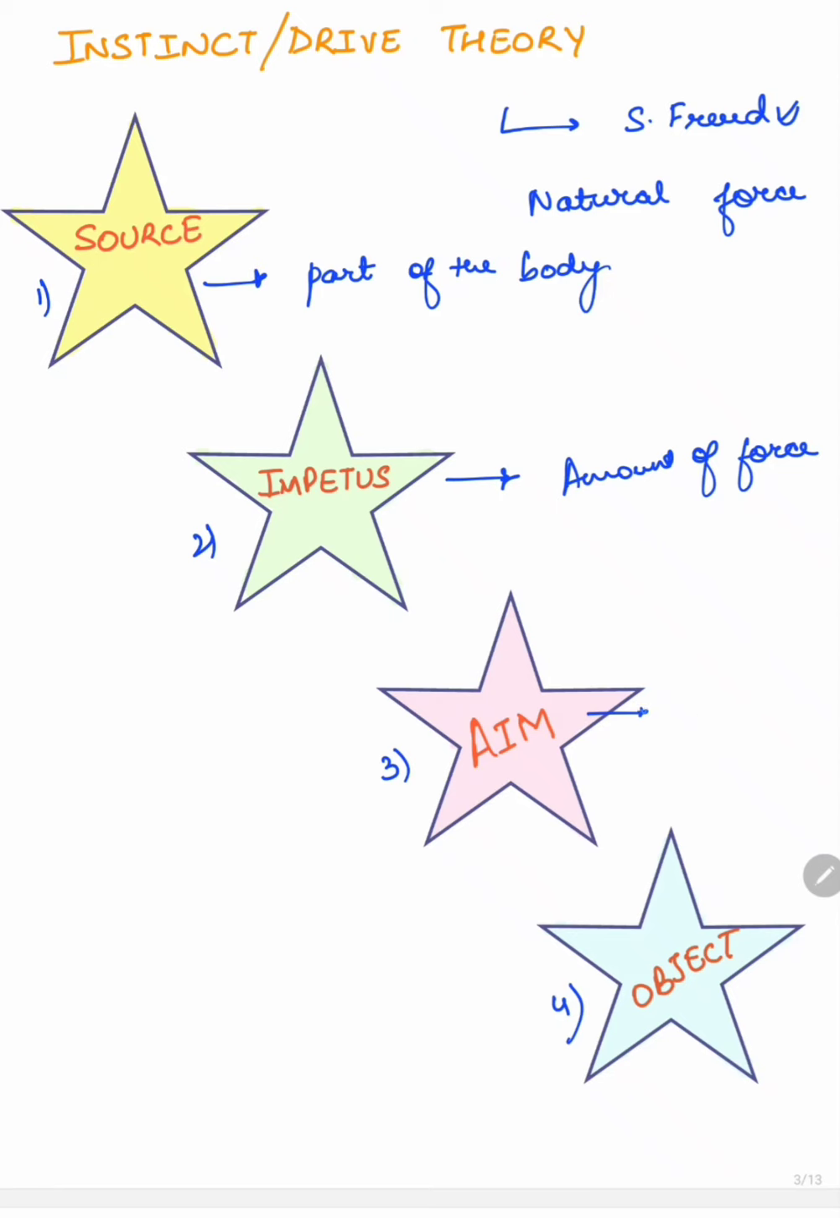The third one is the aim. This is basically the action that is required towards satisfaction. Now the object is basically the target. This is the target for the action. So these are all the four components of the instinct drive theory, which are required to satisfy the instinct, or the natural force.